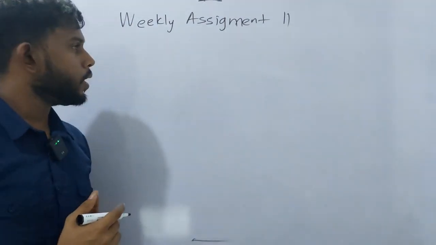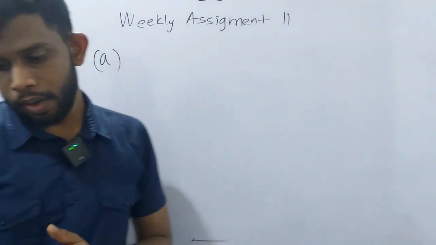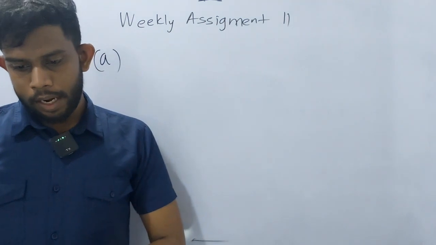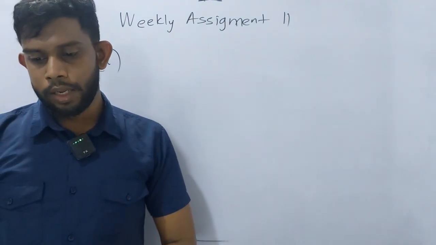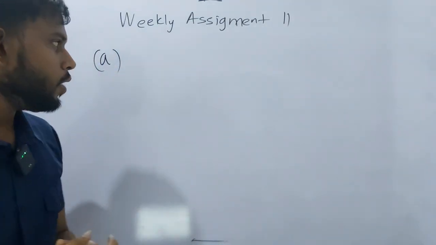Weekly assignment 1, question number 4, A part. So let's move to the question. It says it takes 8 men 7 days to build a wall in a school. So this is a question from man days, which is from the inverse proportion lesson.